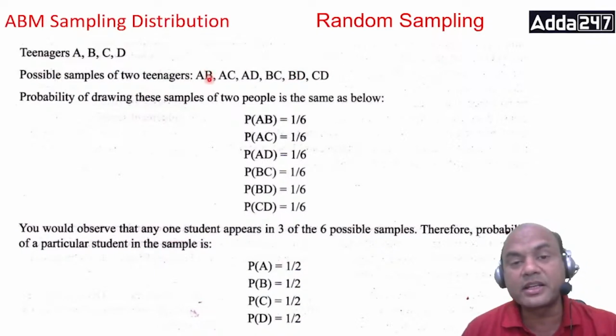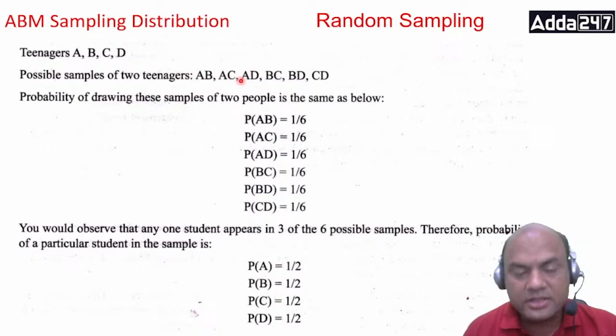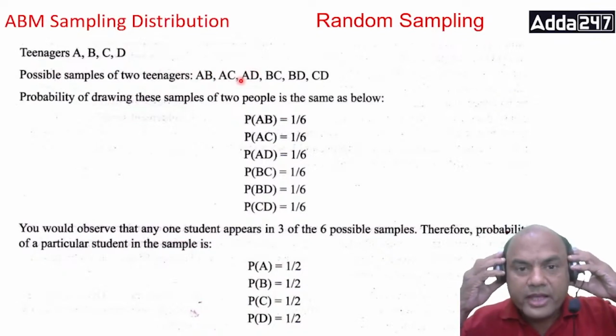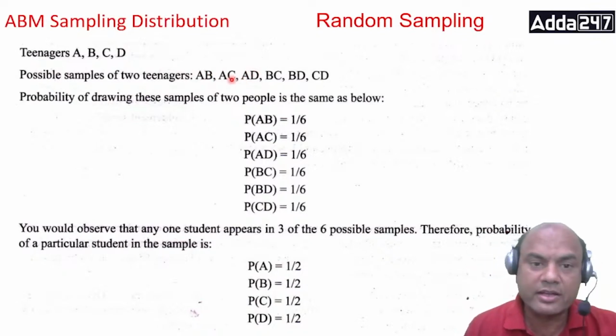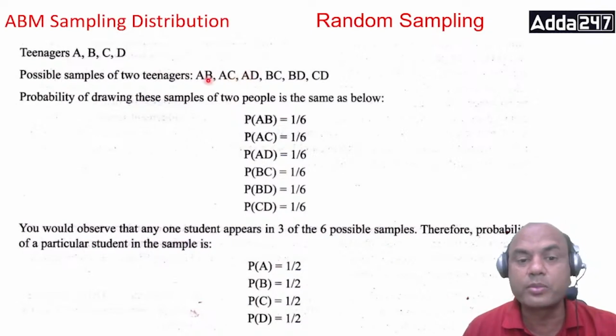Now look at this. A can be selected in how many ways? AB, AC, AD. In all these, A is there. So A can be selected in 3 ways, right? 1, 2 and 3. 3 groups, out of how many? So 3 divided by 6.